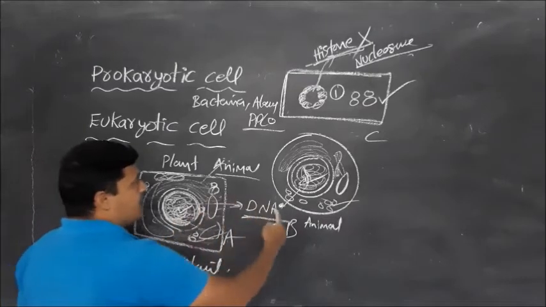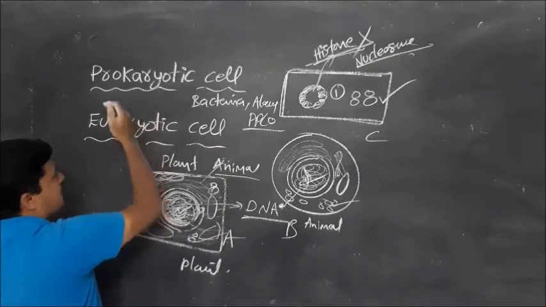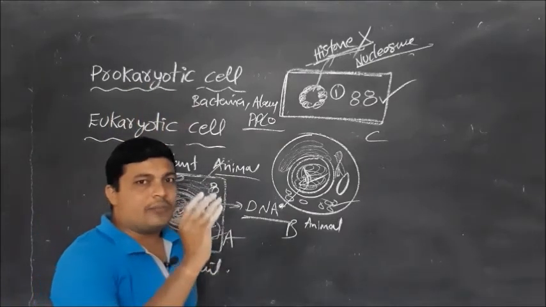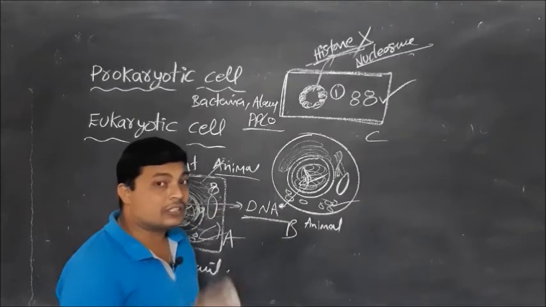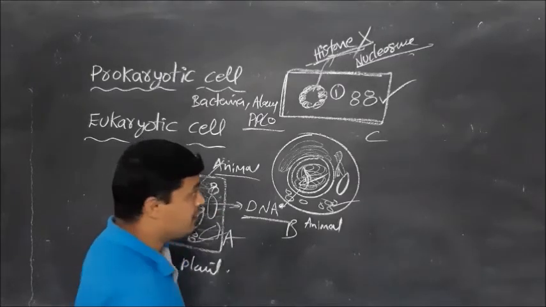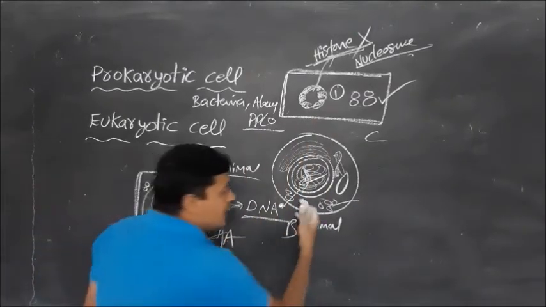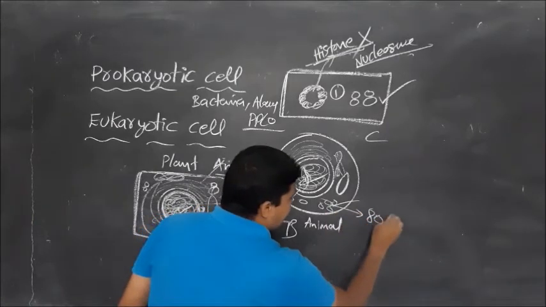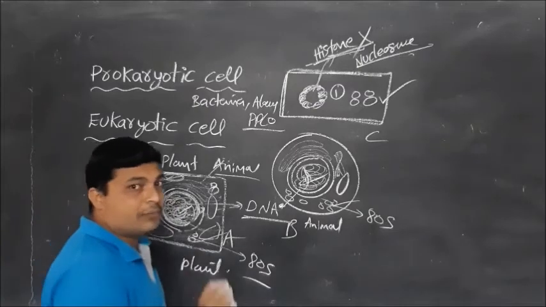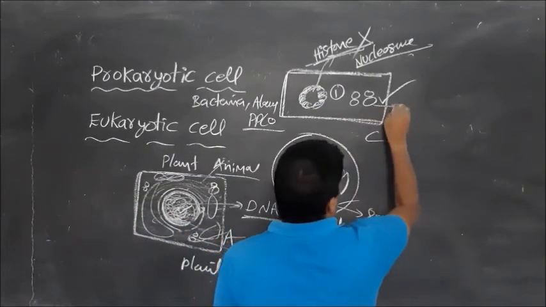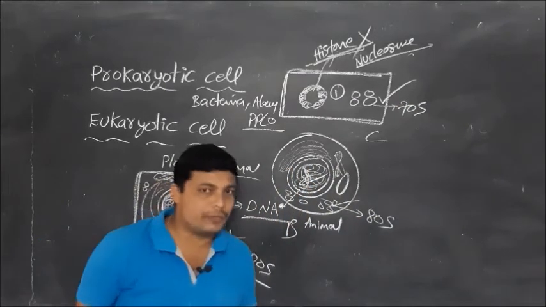In plant cell, in animal cell, in bacterial cell, in 3 types of cells. It means in both types of cells, prokaryotic cell and eukaryotic cell, ribosomes are present, but one small difference is there. What is the difference between prokaryotic cell ribosomes and eukaryotic cell ribosomes? In eukaryotic cell, 80S type of ribosomes are present. In prokaryotic cell, 70S type of ribosomes are present.